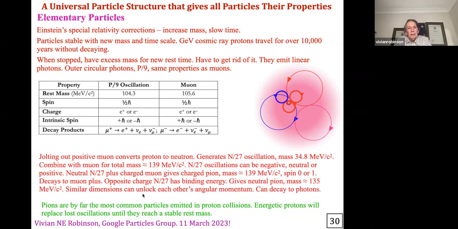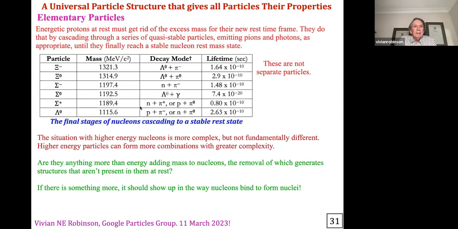So, because pions are by far the most common particles emitted in proton collisions, energetic protons just keep replacing the lost oscillations until they reach a stable state. In doing that, all they do is cascade through a series of quasi-stable particles, emitting pions and protons as appropriate, until they reach a stable nucleon rest mass. I won't pronounce these particles, but these are just the final stages of decay.